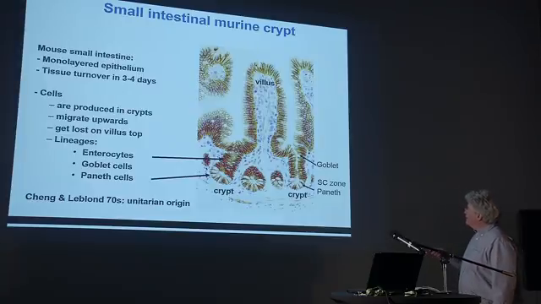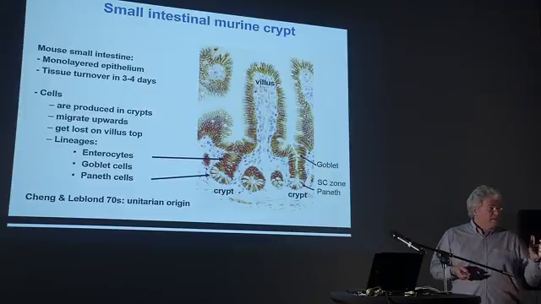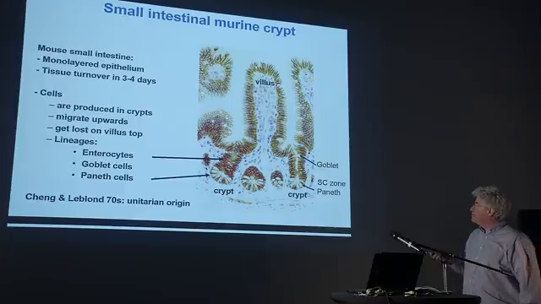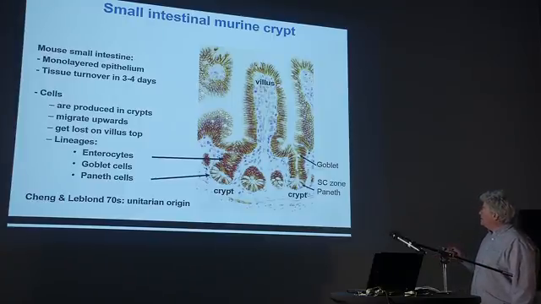Here you see them. They produce mucus, and as they are producing it, they have this sort of goblet type of character. That's why they are called goblet cells.